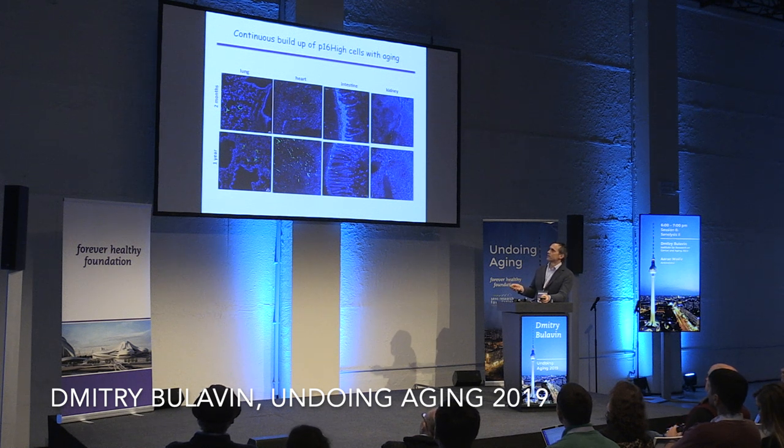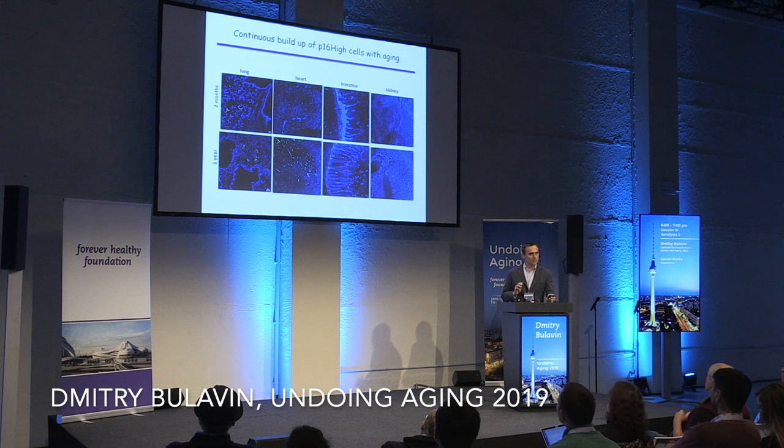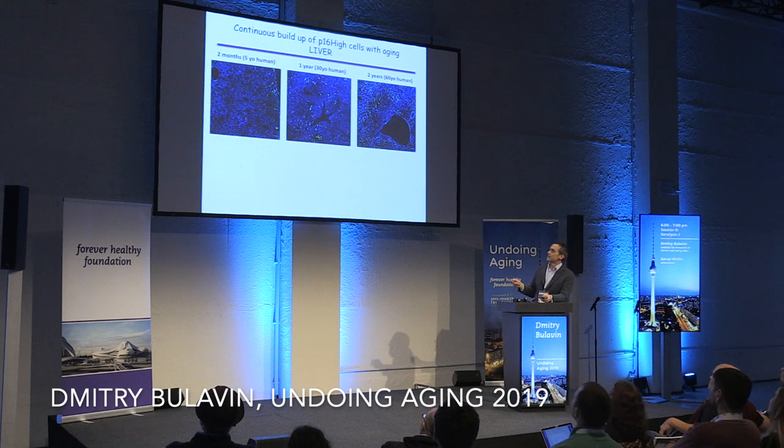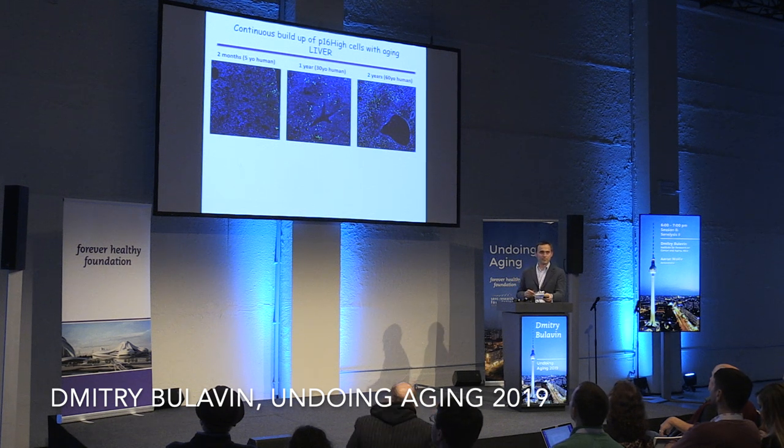Now at 1 year of age, we already see somewhat of a buildup in some of the tissues, such as the lung and the heart, to a lesser extent in some other tissues. However, the most abundant tissue turns out to be liver, where we see already some buildup in 2 months old mice, more in 1 year of age mice, and at 2 years, it's a massive buildup of the GFP positive cells.